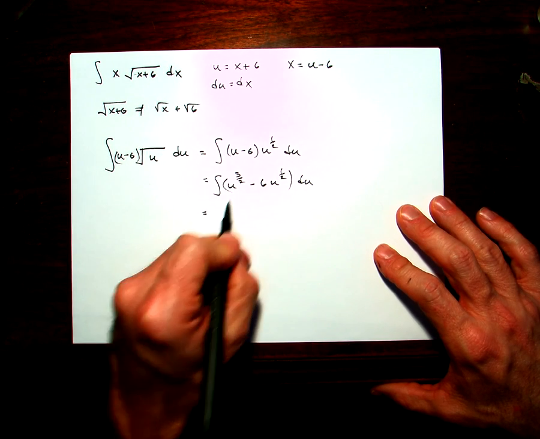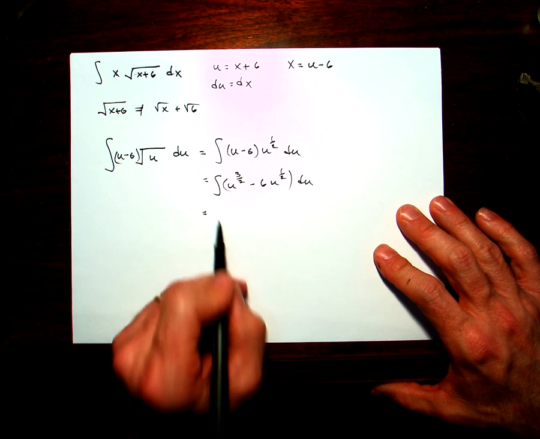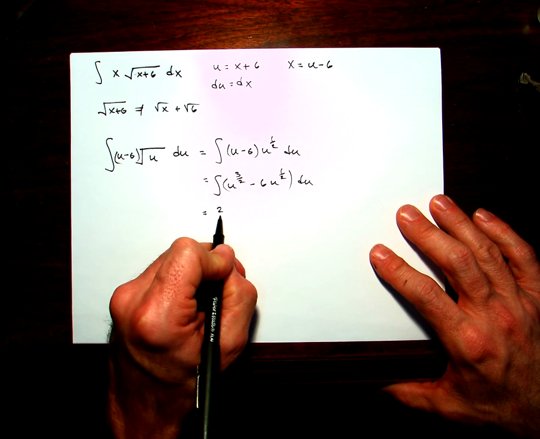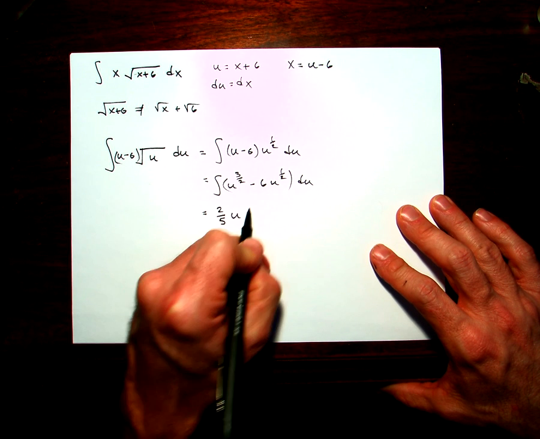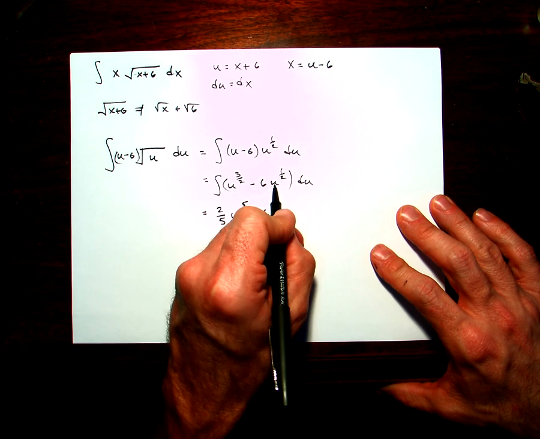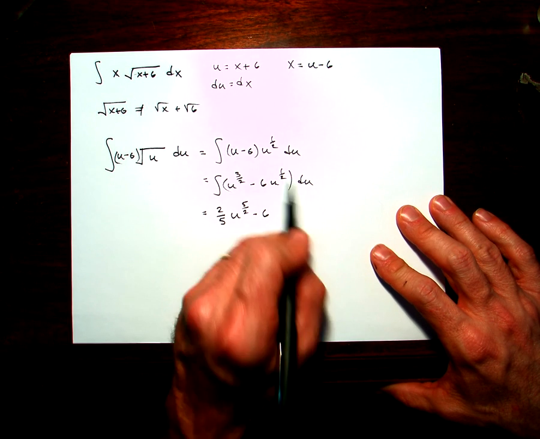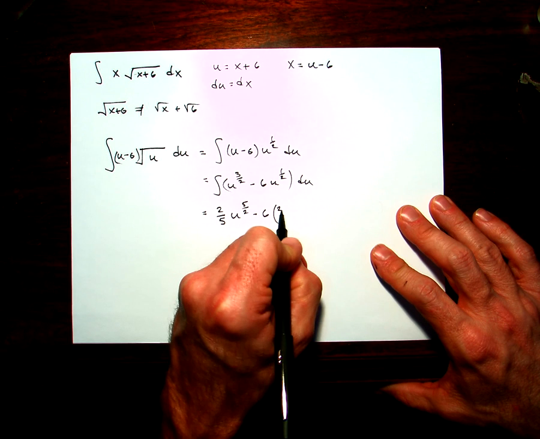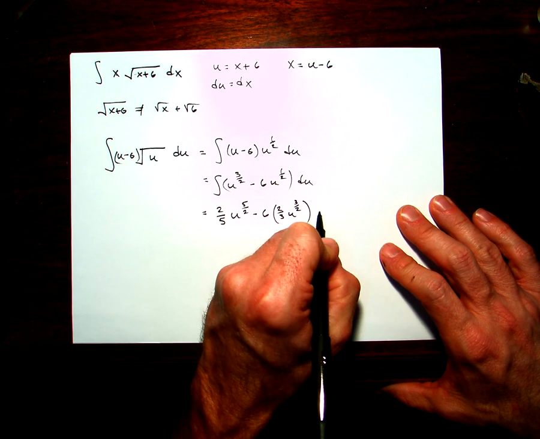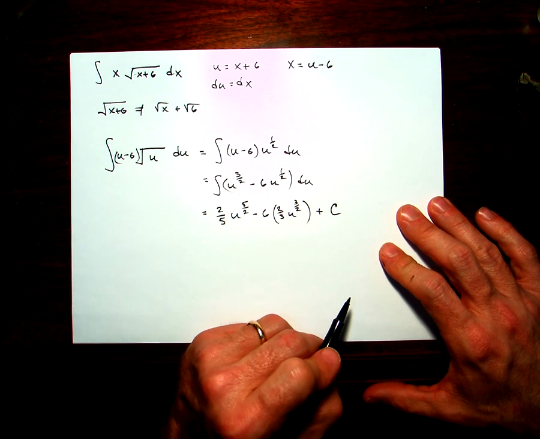So the antiderivative of u to the 3/2, I'm going to raise that to 5/2 and divide by 5/2, which is the same thing as multiplying by 2/5. So I get 2/5 u to the 5/2 minus, I'll leave the 6 out front, for u to the 1/2 I'm just going to go up to 3/2. Divide by 3/2 is the same thing as multiplying by 2/3. And then I'm going to have my plus c. Let's clean this up a little bit and then substitute back.